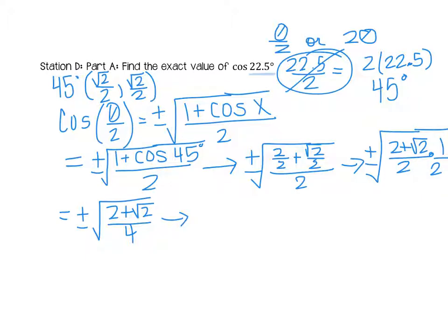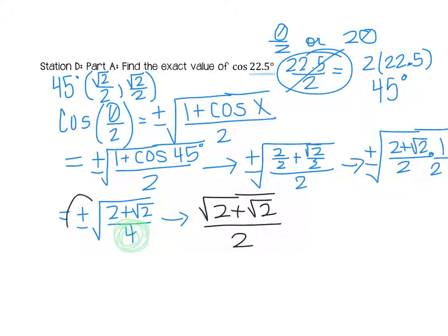Okay. Well, I know that I cannot have a radical on the bottom. I know that this right here is a problem for me. So I'm going to fix it by taking the square root of the top and the bottom. On the top, I've got the square root of 2 plus root 2. And on the bottom, I have the square root of 4, which is 2.